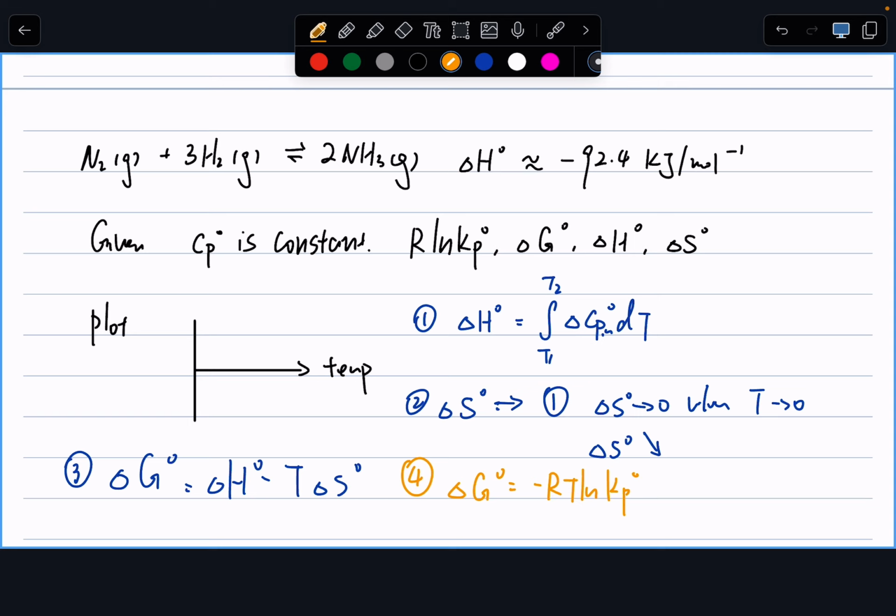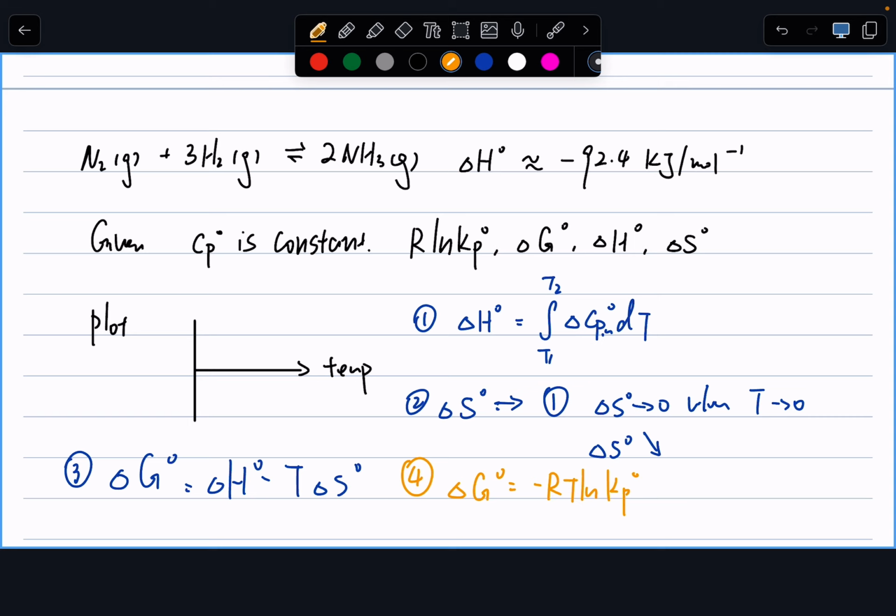And one more thing, now look at it. We have our ln Kp here, and we see that it decreases when temperature increases. We can get to the same conclusion by using our Van 't Hoff's equation. So what is our Van 't Hoff's equation? Our Van 't Hoff's equation gives us d ln Kp over dT equals negative delta H naught over RT squared. So that's our Van 't Hoff's equation.